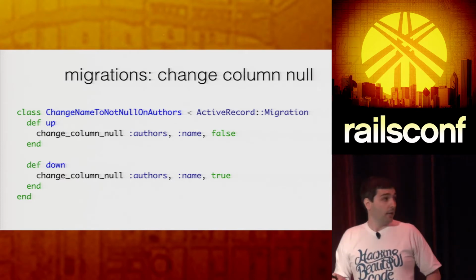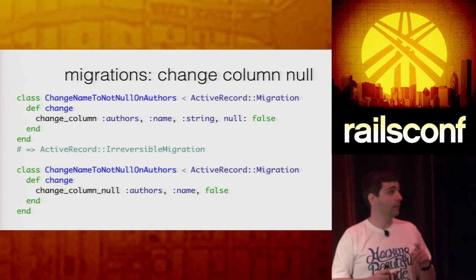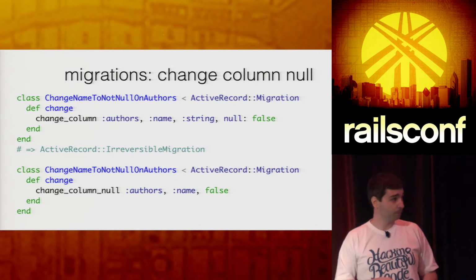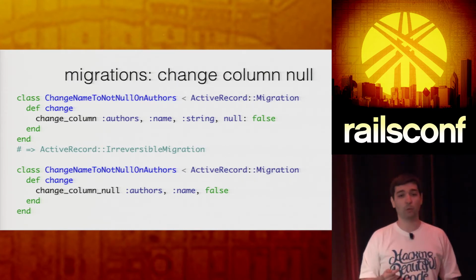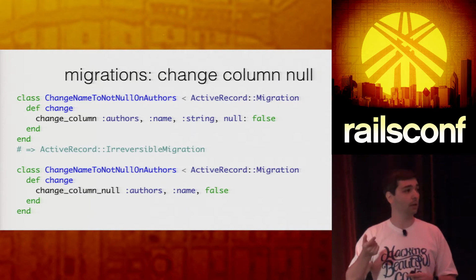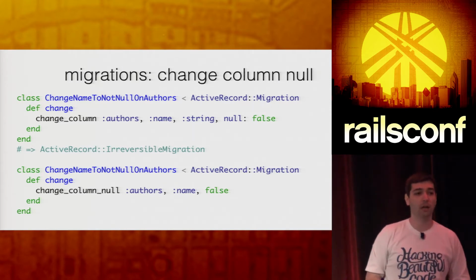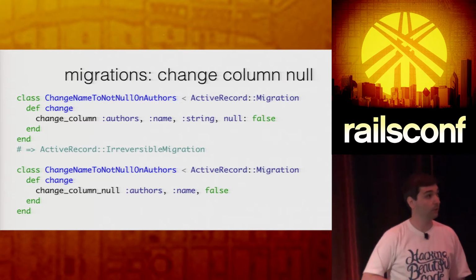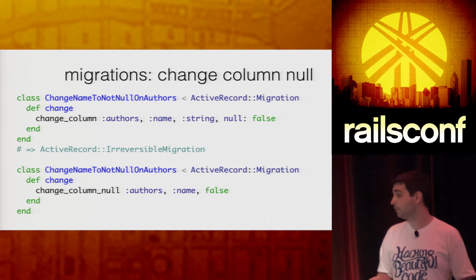Right. And one last side effect of that is that we can use the change method of the migrations to actually make it reversible. So you can run up and down, and the change is going to invert the false and true boolean. So you can use that. It makes your migration shorter and better.